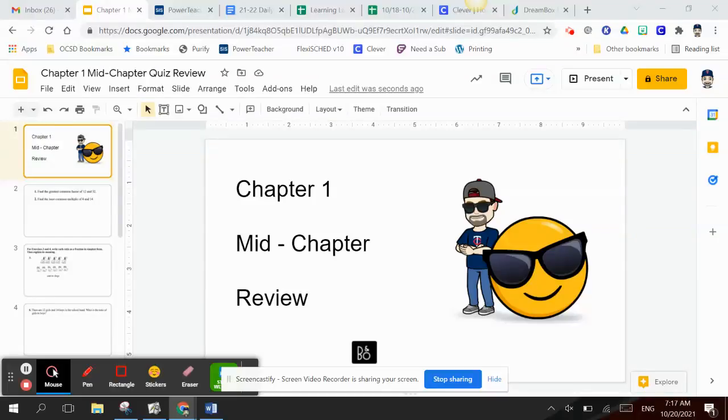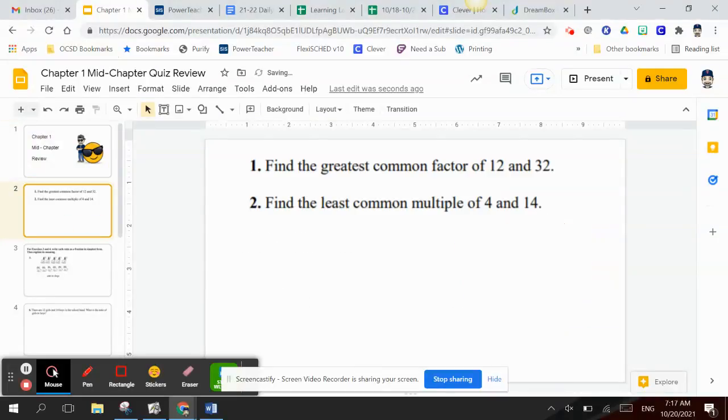Chapter 1, Mid-Chapter Review. Questions 1 and 2, we have to find the greatest common factor or the least common multiple. So we're going to look at number 1. Find the greatest common factor of 12 and 32.